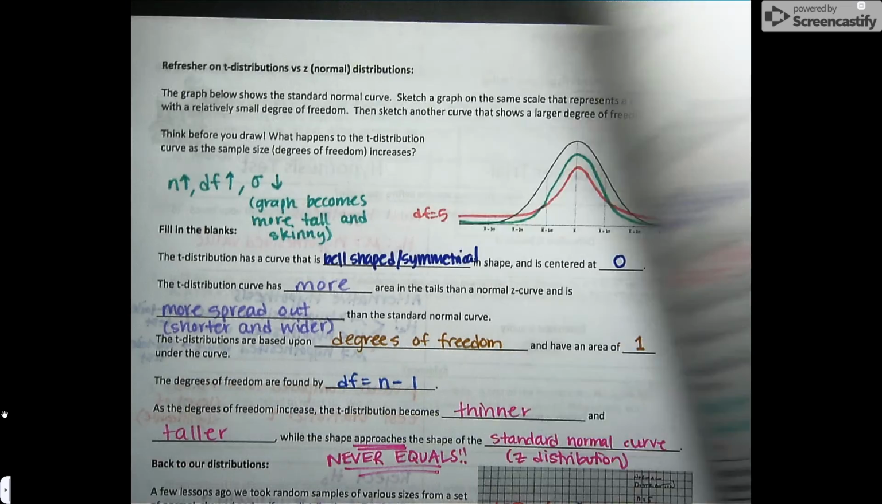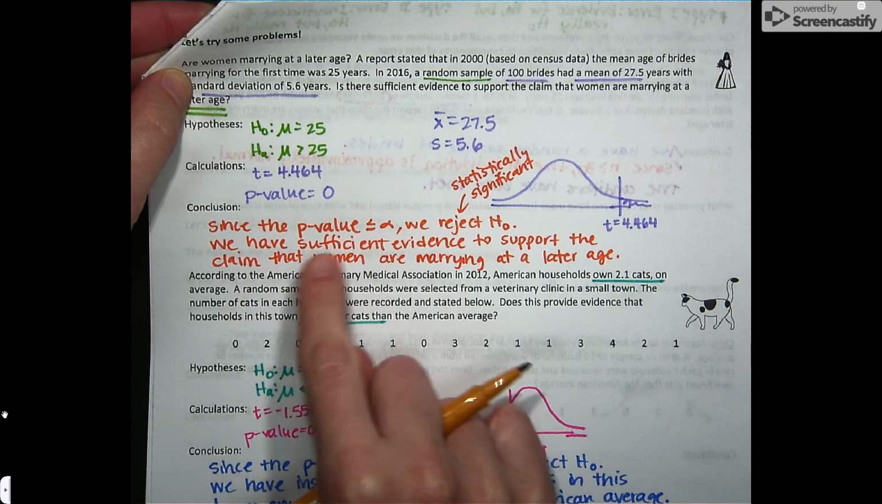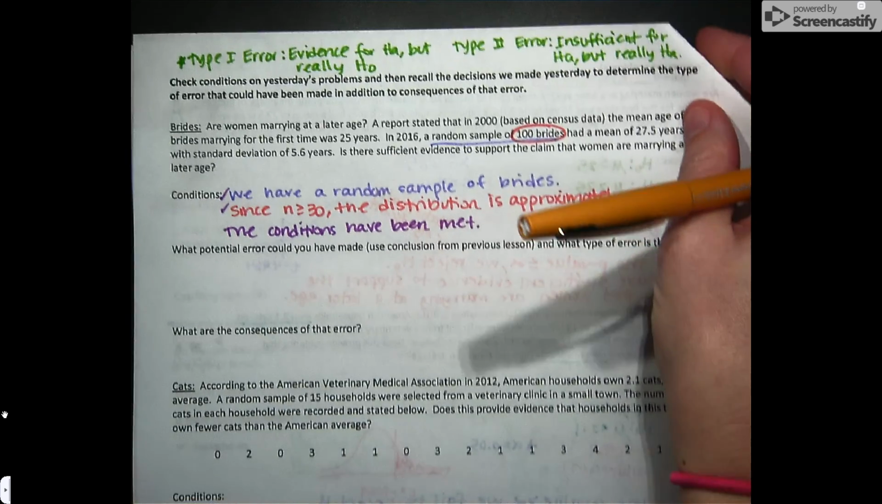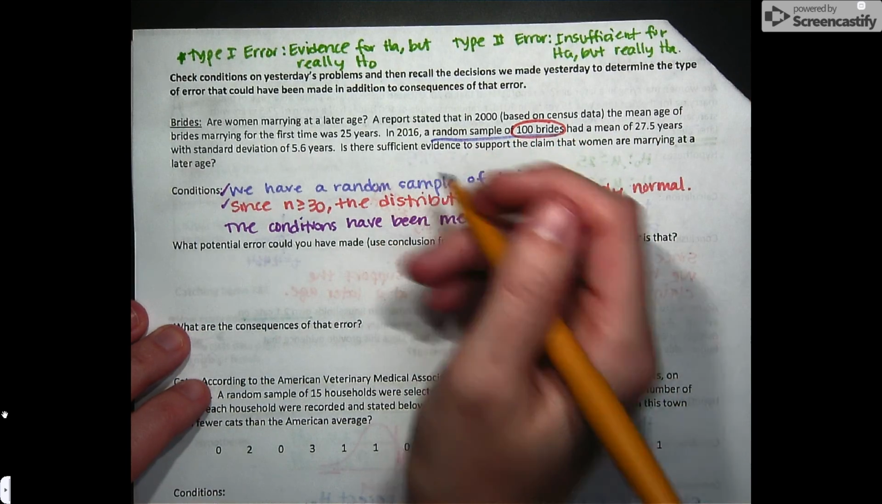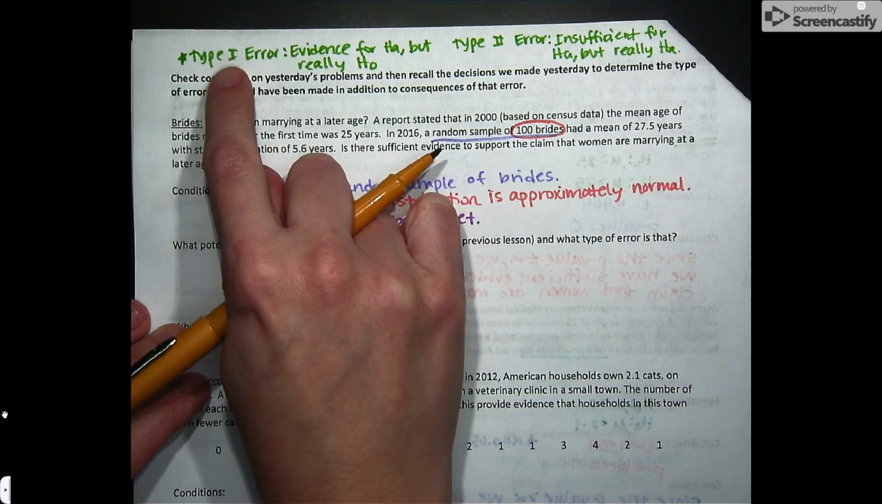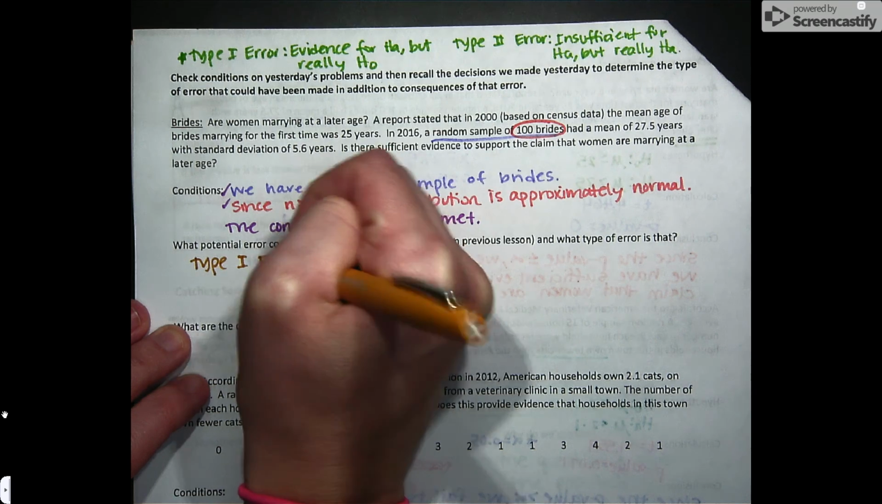So remember, just to flip back, the bride's example. For the bride's example, we found out that we had sufficient evidence to support the claim that women are marrying at a later age. Okay, so we had sufficient evidence. So since we had sufficient evidence for HA, the type of error we could have made is a type 1 error.